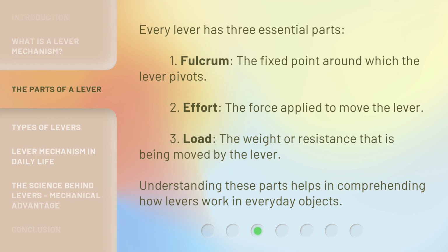Every lever has three essential parts. 1. Fulcrum, the fixed point around which the lever pivots. 2. Effort, the force applied to move the lever. 3. Load, the weight or resistance that is being moved by the lever. Understanding these parts helps in comprehending how levers work in everyday objects.